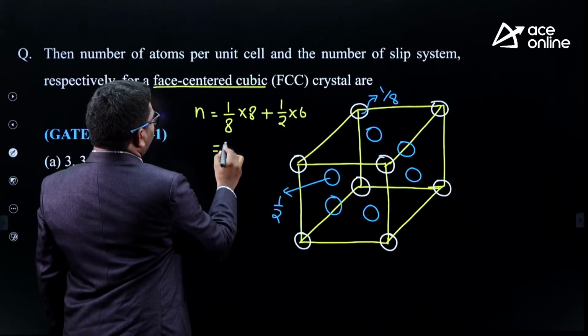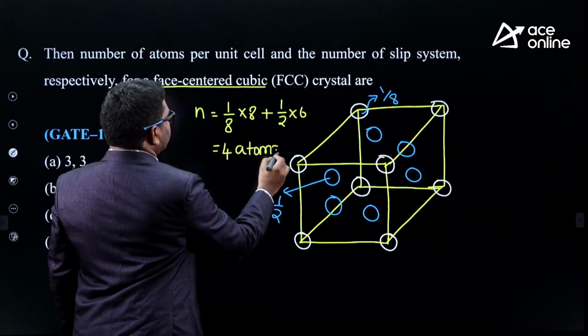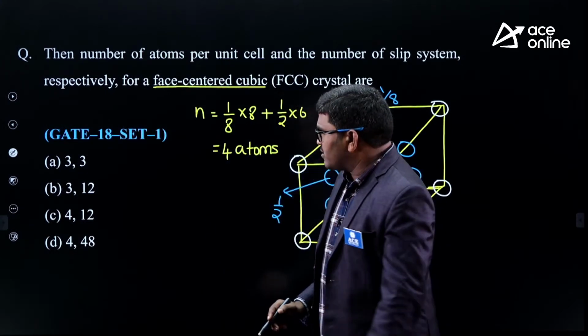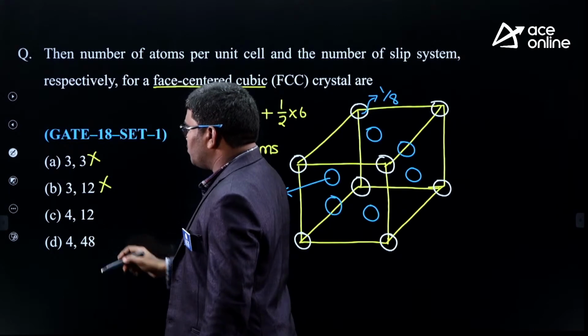So the total effective number of atoms here is 4 atoms. The first question is 4 atoms, but here this is not correct and this is also not correct, out of these two only.